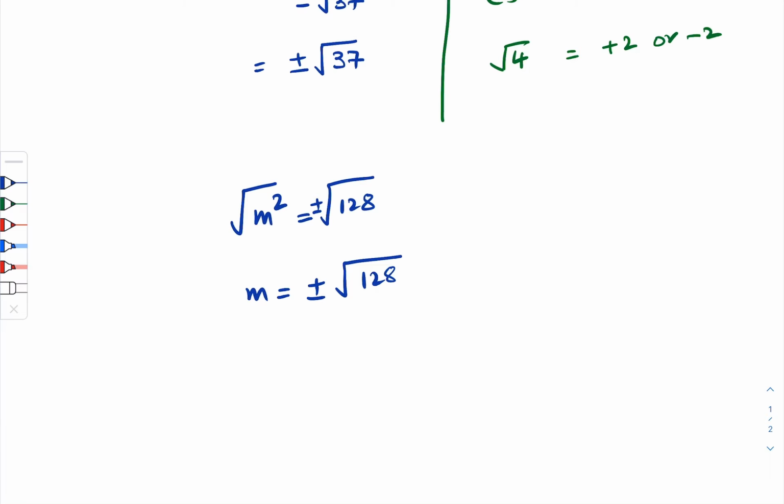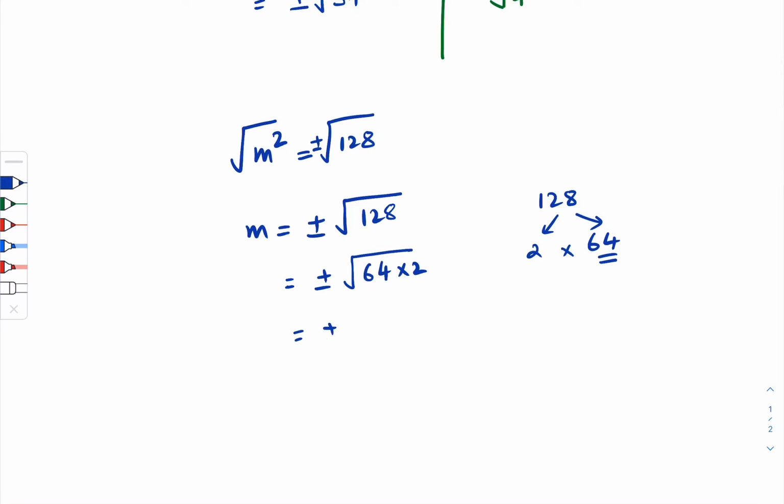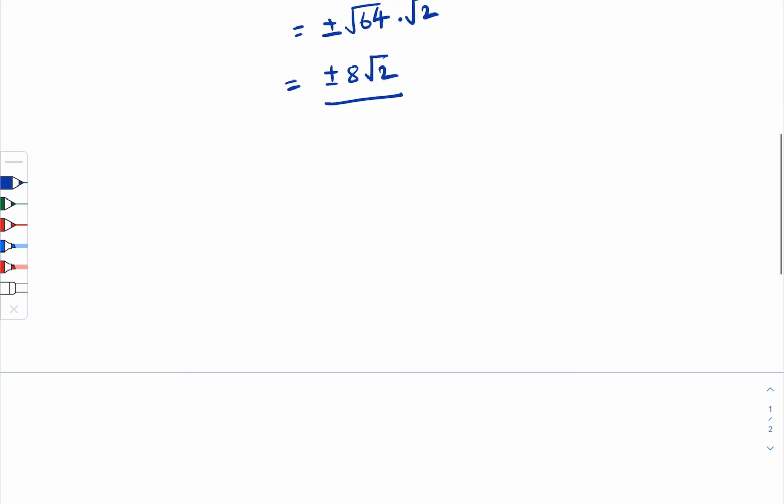Now, the key out here when you look at this number, you want to look for a hidden square inside this number. So if you take 128 and you just divide it by 2, so we can say 2 is one of the factors. So 2 times 64 gives you 128, but 64 is a perfect square, right? So you can rewrite the 128 as square root of 64 times 2, and now that's essentially equal to square root of 64 times square root of 2, and square root of 64 is 8, right? So plus minus 8 square root of 2, and that is your answer. Okay, let's take a look at another one.